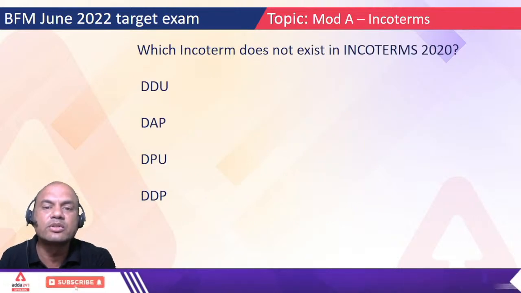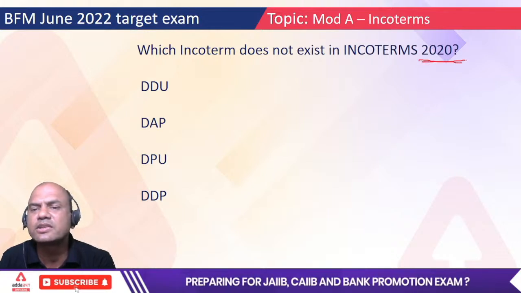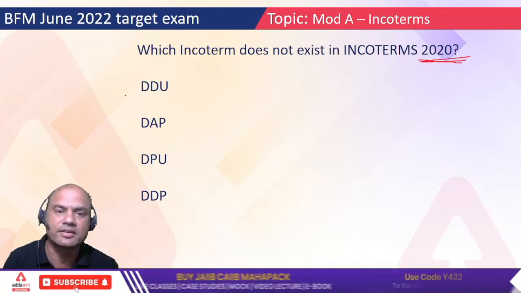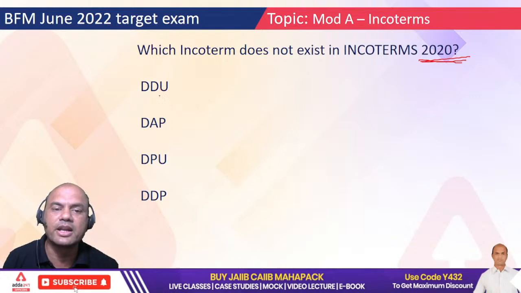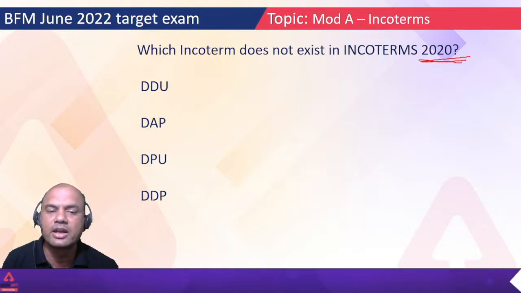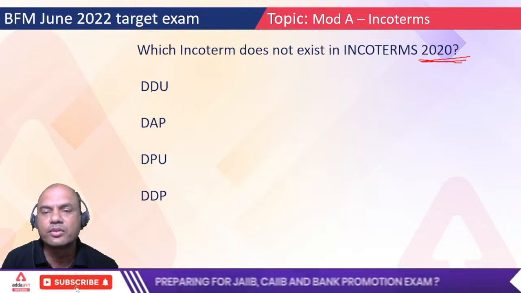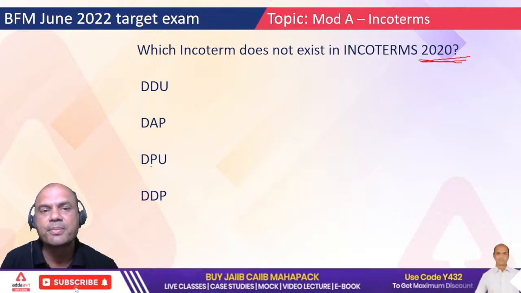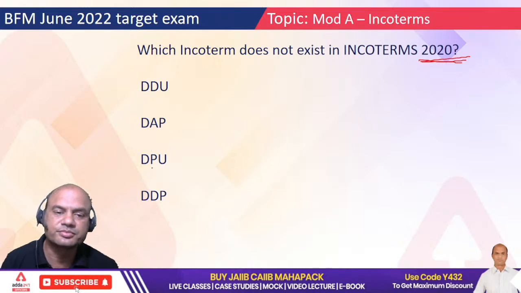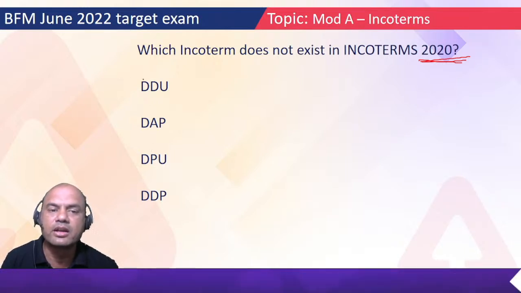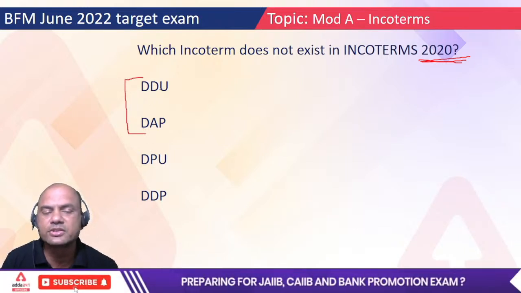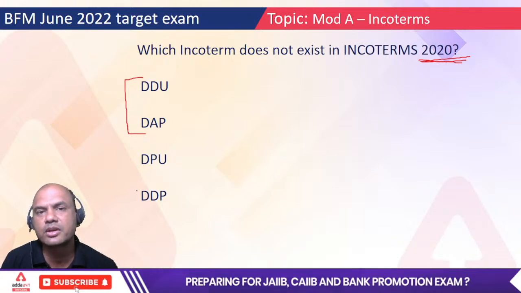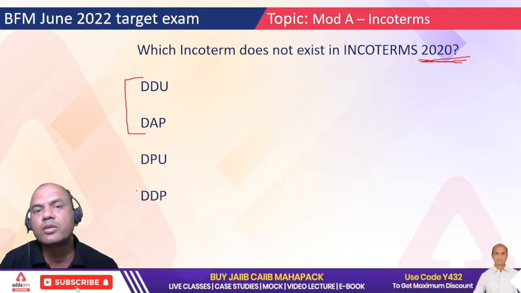Next, which Incoterm does not exist in Incoterms 2020? Just now I told you while taking this lecture in the initial part: DDU, DAP, DPU and DDP. A, B, C or D. Again, revise this lecture. Go back and check. Okay, I'll give you a hint. A and B only. C and D are out. So now type A or B.